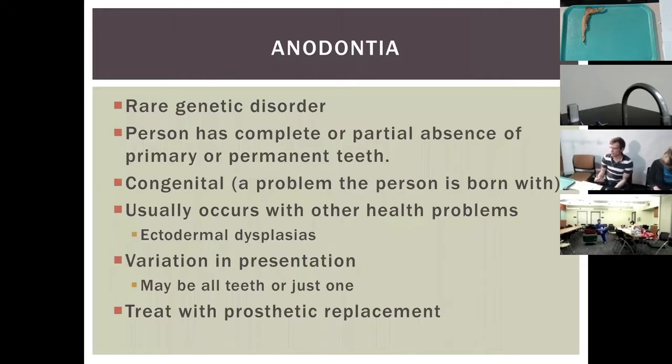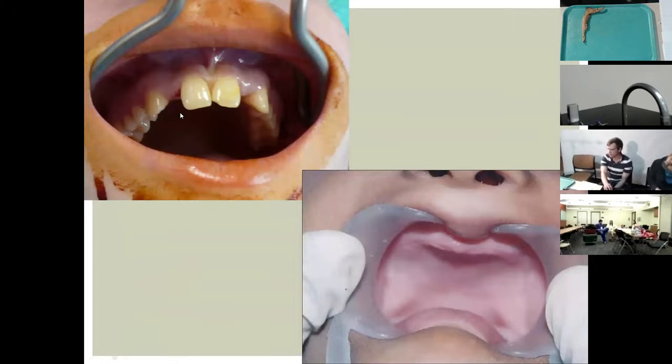They usually have other health problems. One of those is ectodermal dysplasias, which is a skin problem that occurs. There's a lot of variation that can happen. They can have all of their teeth gone, or they might just be missing 1 or 2. And you treat this with prosthetic replacement. So you can give them dentures, or if they only have 1 tooth missing, you can probably put a retainer in there with a prosthetic on there. And here's a picture. You can see that this person has 2 of their incisors, but they're missing their 2 lateral incisors. And this patient is missing all of their teeth.